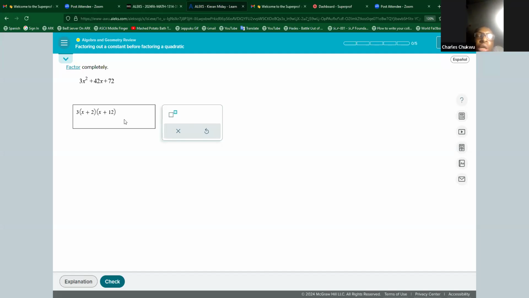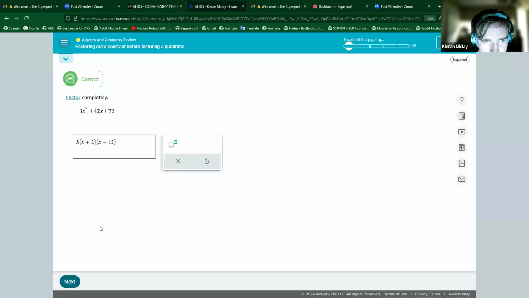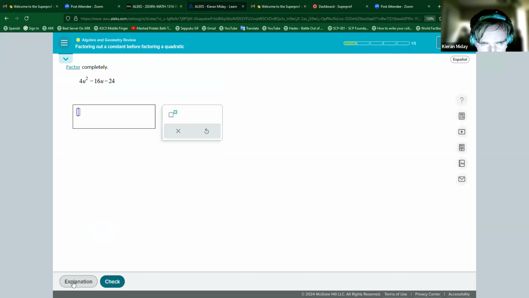Okay, so you're good to go. You could go ahead and check it. All right. For u squared is 16u and 24. So 4 is going to go here, u squared, and then everything is negative.